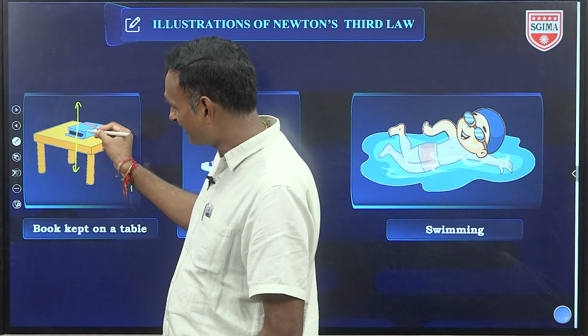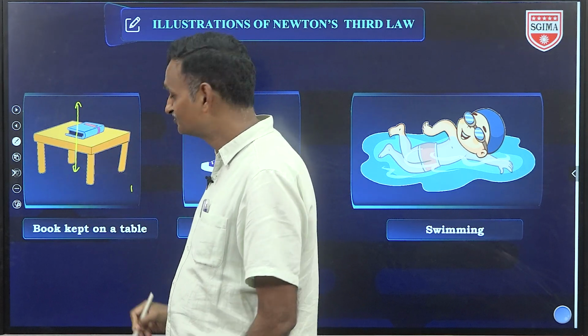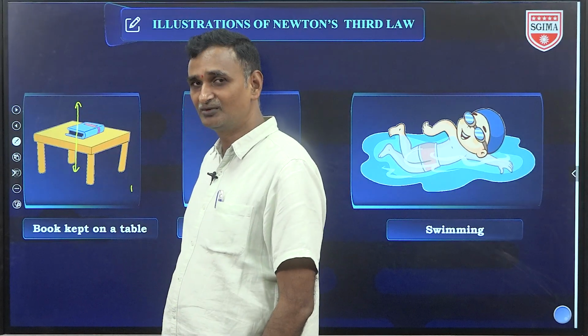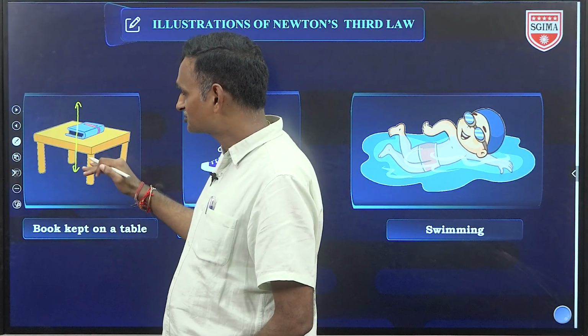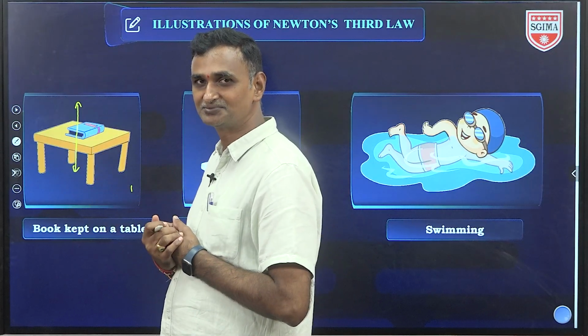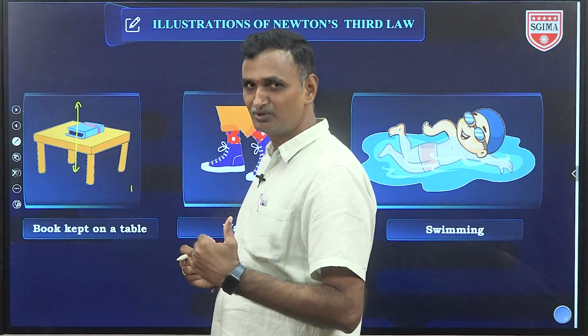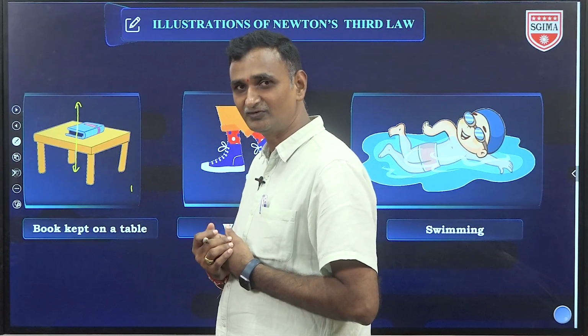Now, the book exerts action on the table. The force applied by the book on the table is action. Next, the force the table exerts on the book is reaction. Table is the first body, book the second body, which means action and reaction act on different bodies. So this is also satisfied here. Action is exerted on one body, reaction on a different body.